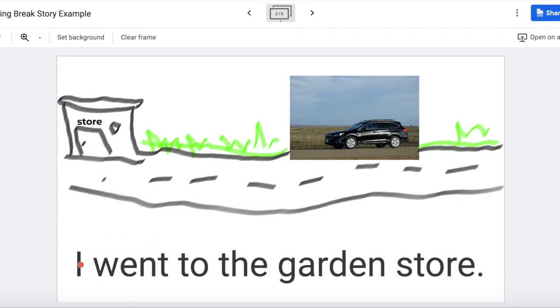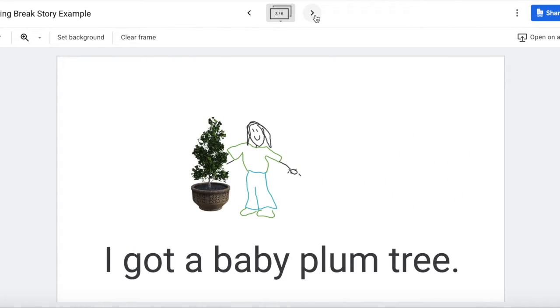But if my sentence only said I went, that would make you wonder, well, where? So to make it a complete idea, I needed this ending part. I went to the garden store. That tells a complete idea. Okay, so that's my beginning. Now I'm going to tell the middle. It took me 2 pages to tell the middle.